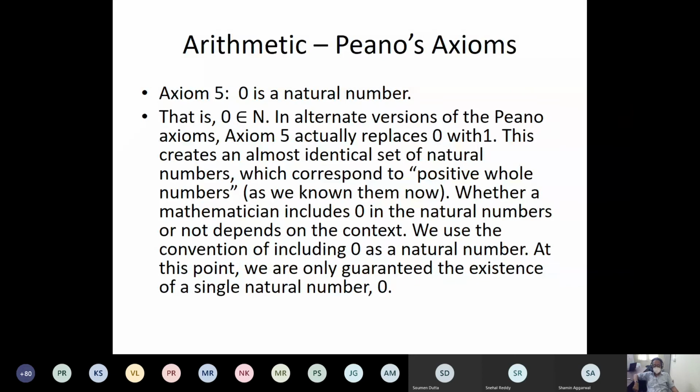At this point, we are only guaranteed the existence of a single natural number, 0. Is there anything else? From the axioms, we cannot find anything else as yet. But we will.